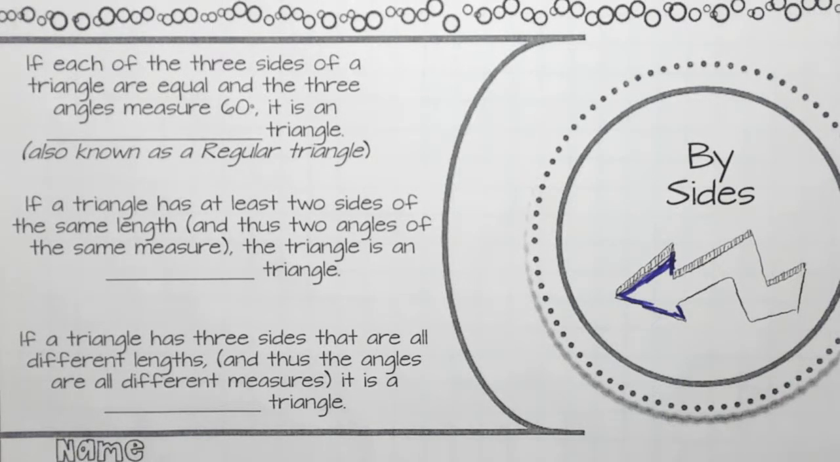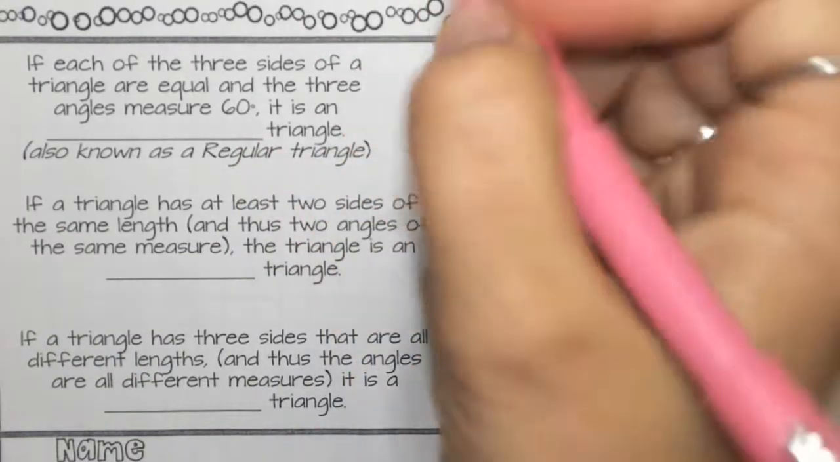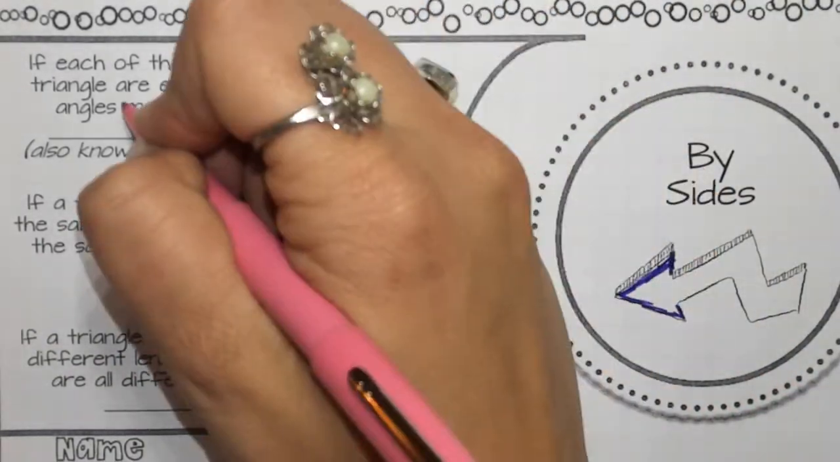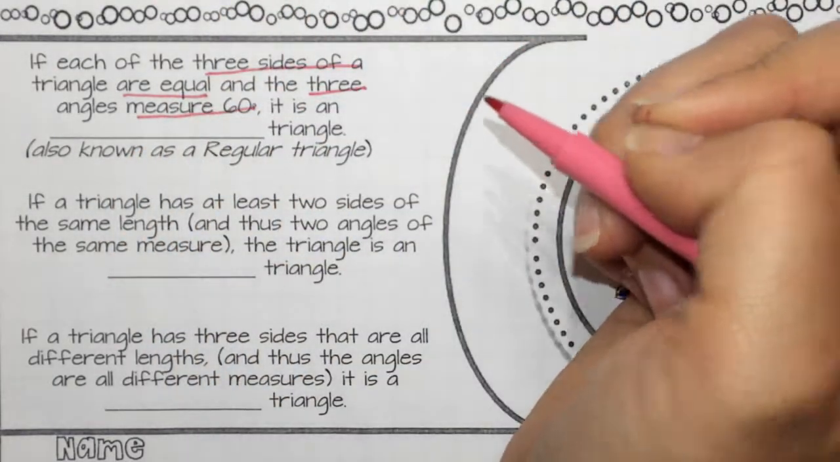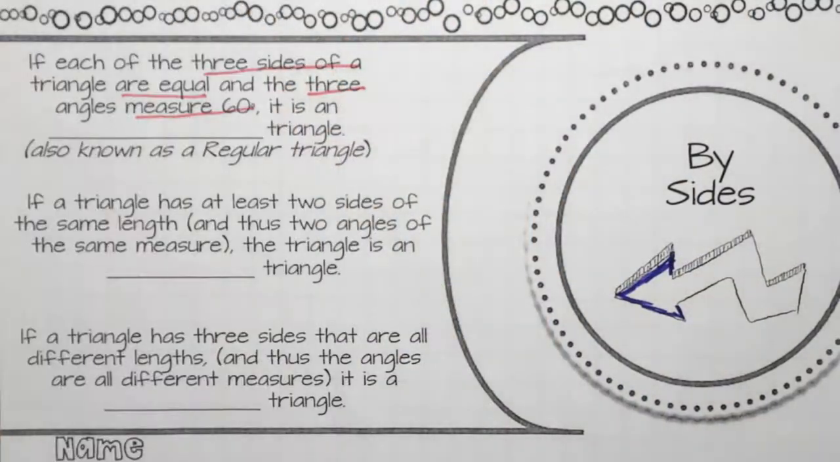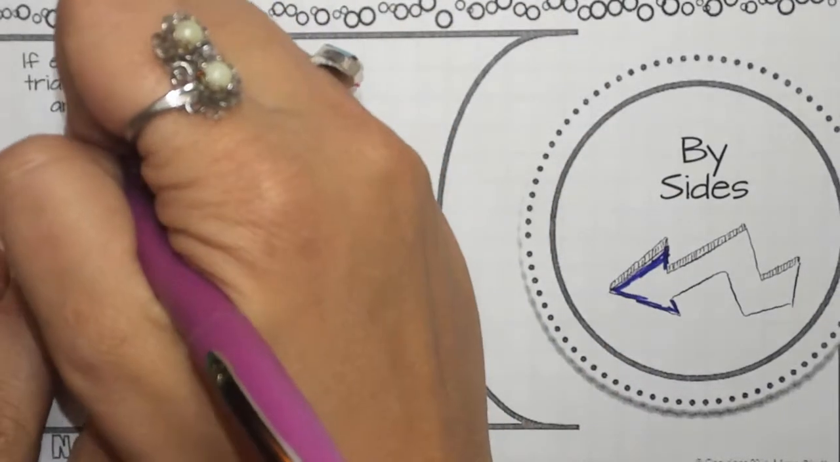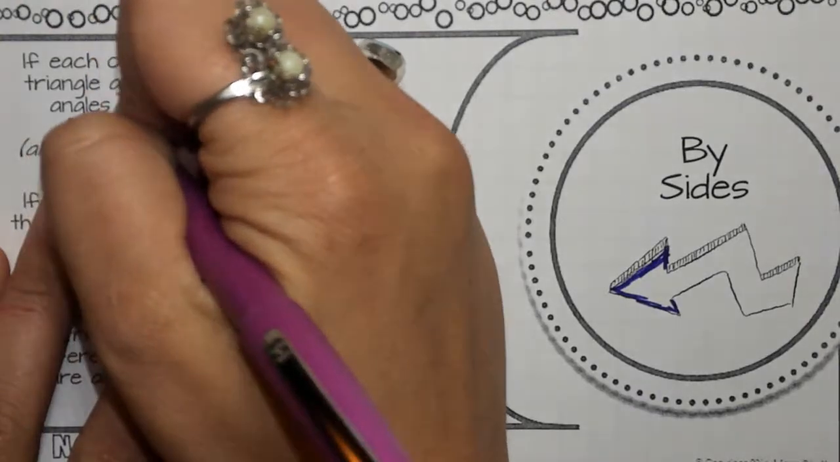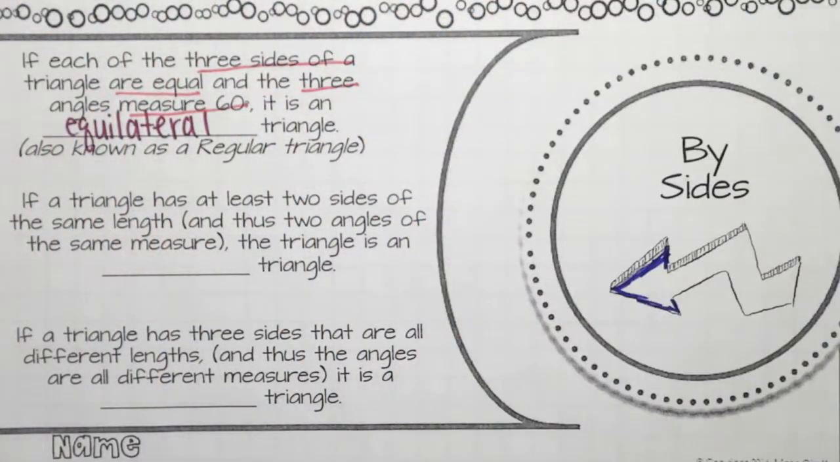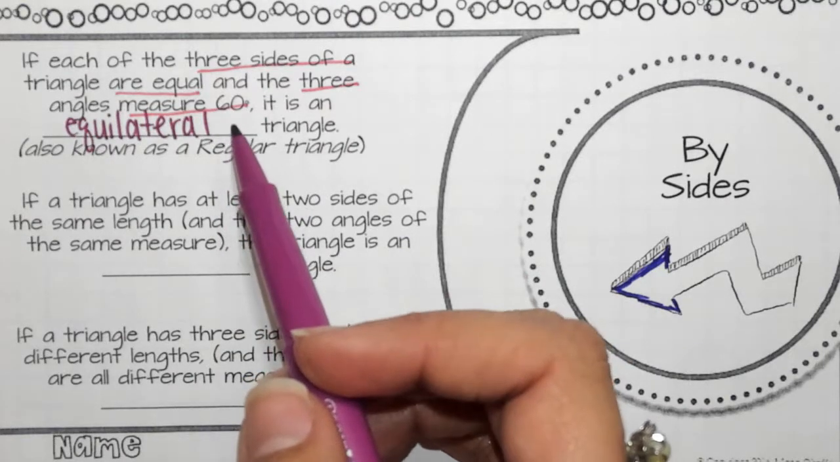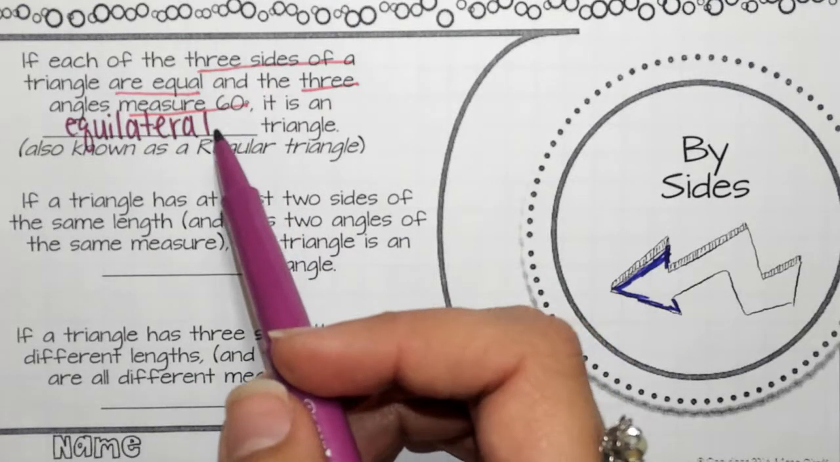If each of the three sides of a triangle are equal, so three sides are equal, and the three angle measures are 60, it is an equilateral triangle. And you spell that E-Q-U-I-L-A-T-E-R-A-L, equilateral triangle.